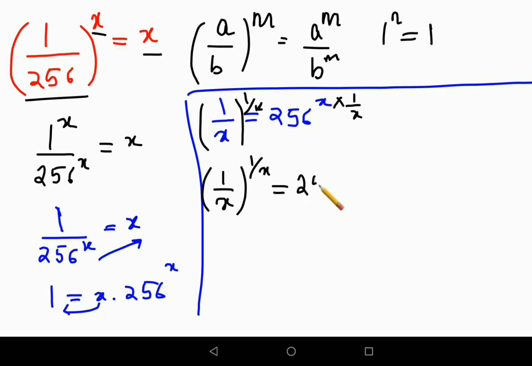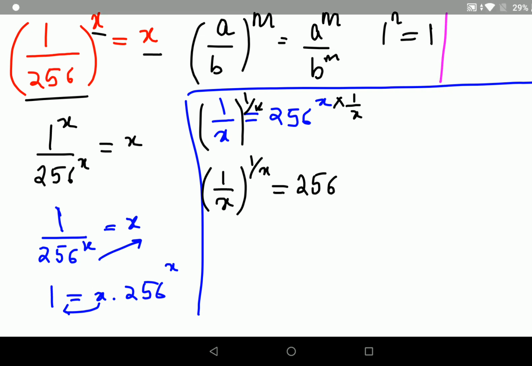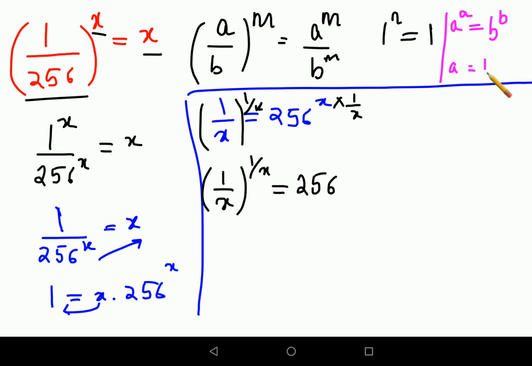and this is nothing but 256. Now please understand, whenever you get a question of the form a^a, you need to make your RHS look like the base is raised to the same index. From here I can deduce that a = b.